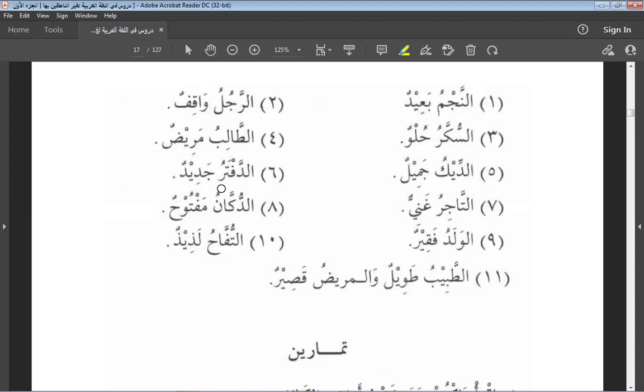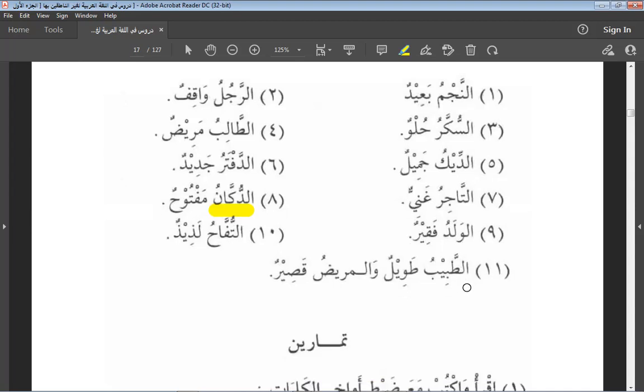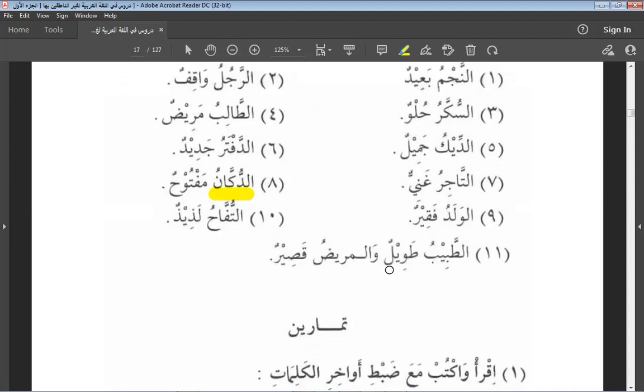Okay. Ad-daftaru, the notebook or the exercise book, jadidun, is new. At-tajiru ghaniyyun, the trader is rich, is wealthy. Ad-dukanu, the shop. Ad-dukanu maftuhun, the shop is opened. Al-waladu faqirun, the boy is poor. At-tuffahu ladhidhun, the apple is sweet. And then we have number 11, at-tabibu tawilun, the doctor is tall, wal-maridu qasirun, and the patient, the sick person, is short. Okay.